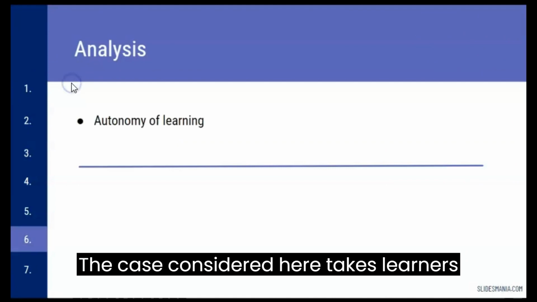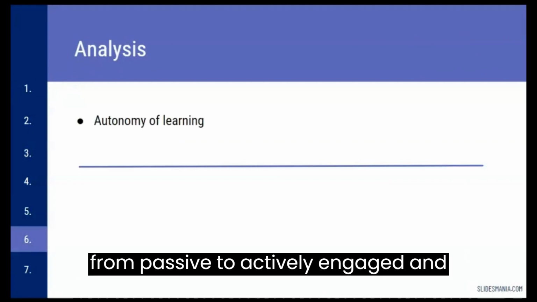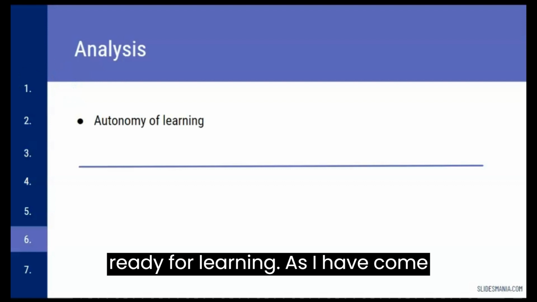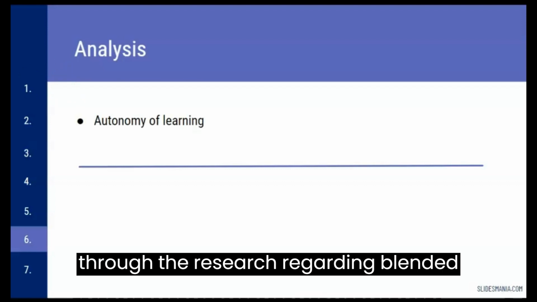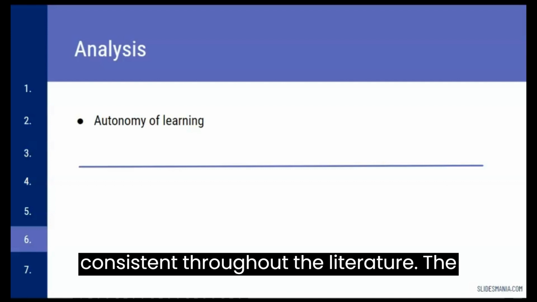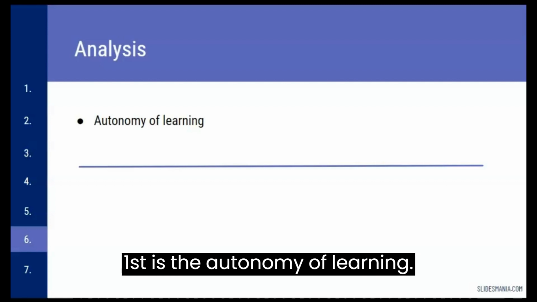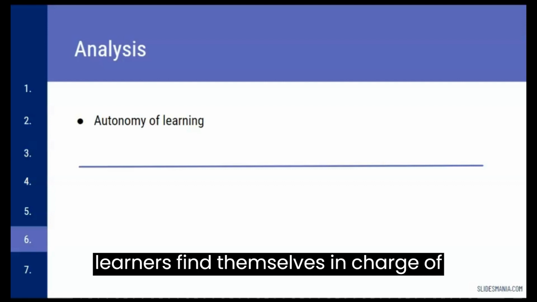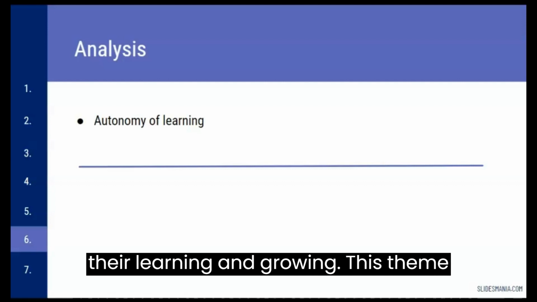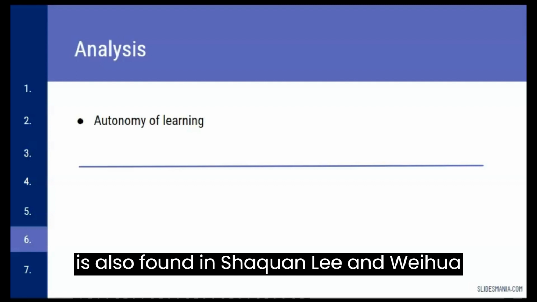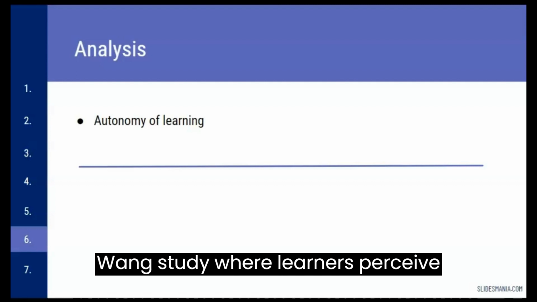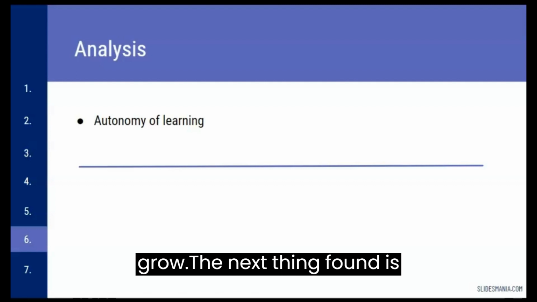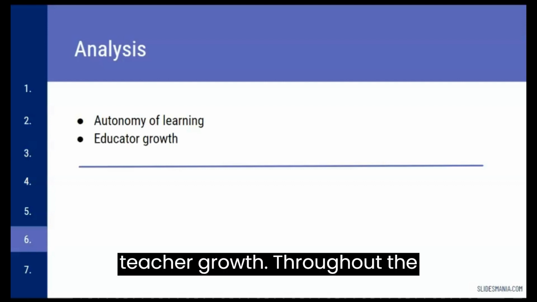The case considered here takes learners from passive to actively engaged and ready for learning. As I have combed through the research regarding blended learning and its effectiveness, this case brought up three main themes that are consistent throughout the literature. The first is the autonomy of learning. Similar to Mark Stevens' findings, learners find themselves in charge of their learning and growing. This theme is also found in Shaquan Lee and Wei-Hu Wang's study, where learners perceive blended learning as an opportunity to grow. The next theme found is teacher growth.